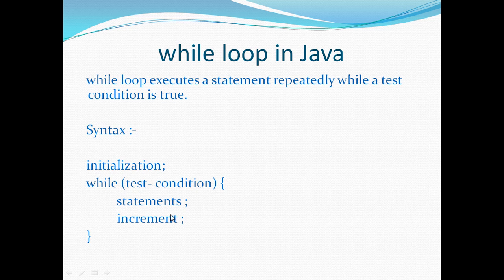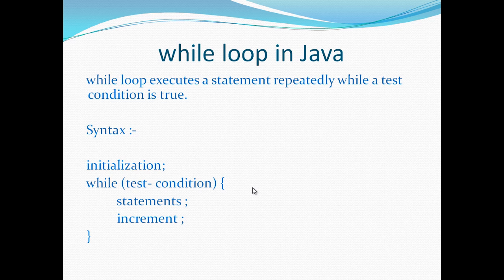After the statement gets executed, there comes the increment step. This step is a modification of our loop control variable. Based on this modification, the number of times the while loop will be executed gets decided. So this while loop continues to get executed till the test condition comes out to be false. If the test condition is true, it will execute, it will increment, it will again go to the test condition and check whether the boolean expression is true or false. If it comes out to be false, then the while loop gets terminated.